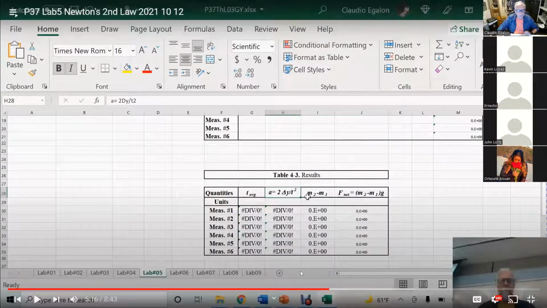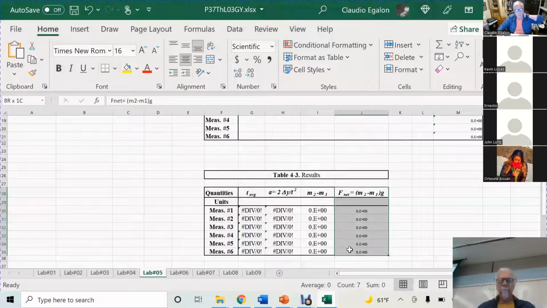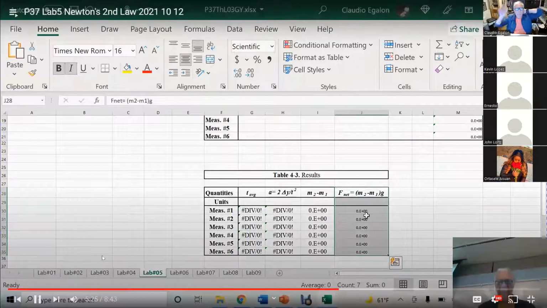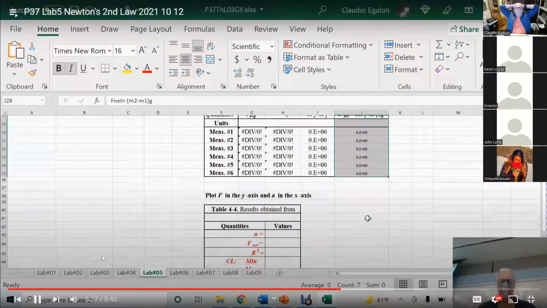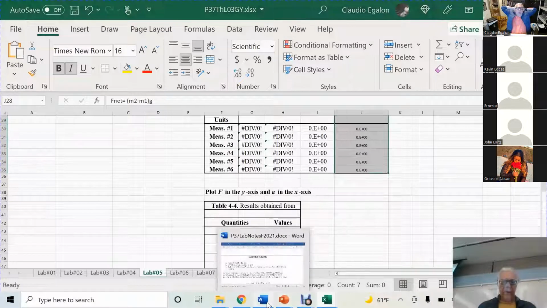So let's finish watching this video, just a few more minutes. Here's the difference between the masses, and here's the net force applied to the system, which is the difference between the masses times the acceleration of gravity. Let's take a look at the notes.